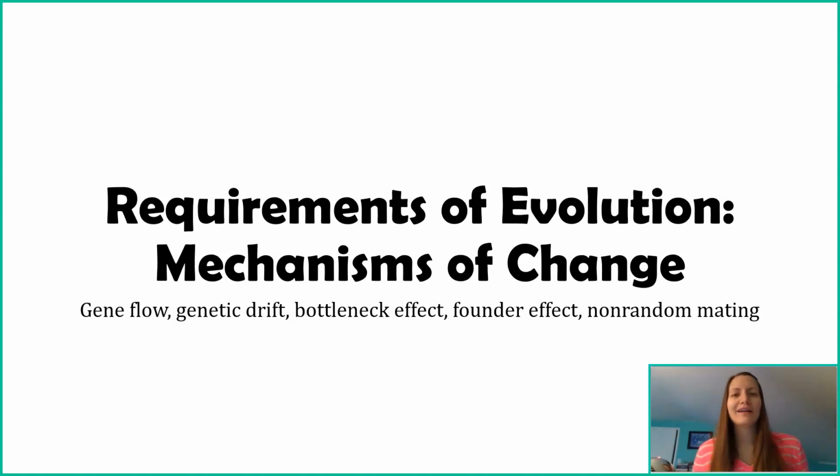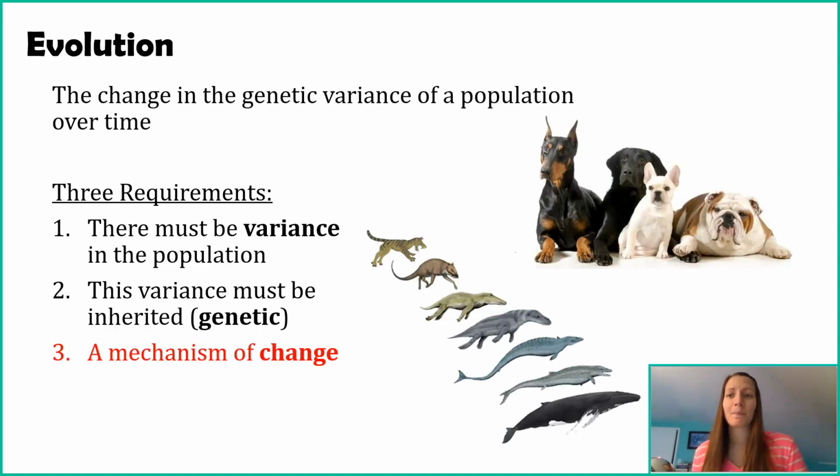In this video, we're not going to talk about all of the mechanisms of change, but instead focus on gene flow, genetic drift, bottleneck effect, founder effect, and non-random mating. So you've seen this before, but just as a quick recap, again, evolution is just the change in that genetic variation in a population over time. And we've already covered the first two requirements.